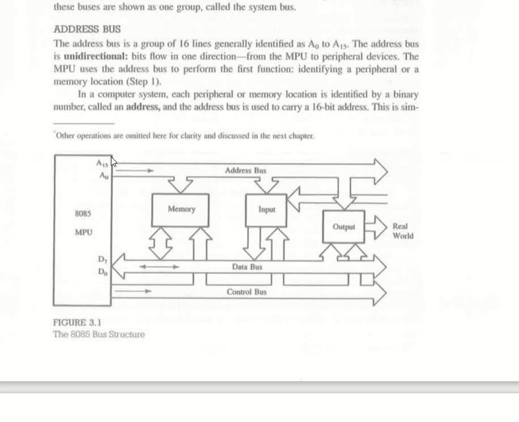And as I told you earlier, address bus is unidirectional. It does not receive; it only provides. So the bits flow in one direction only, from microprocessor unit to peripheral devices or to memory locations. The microprocessor unit uses address bus to perform the first function. What is the first function? Remember, it identifies the memory location.